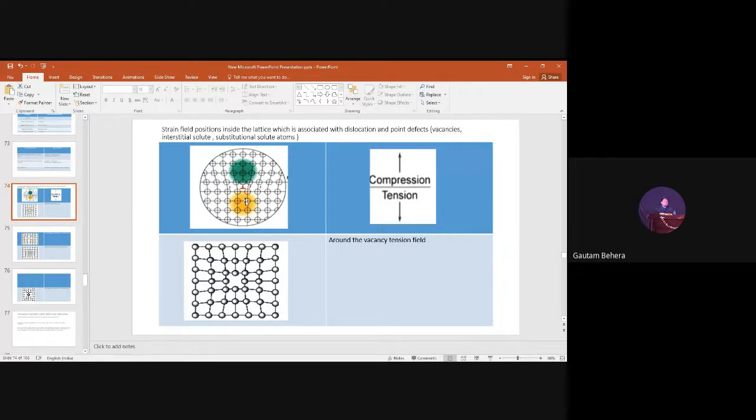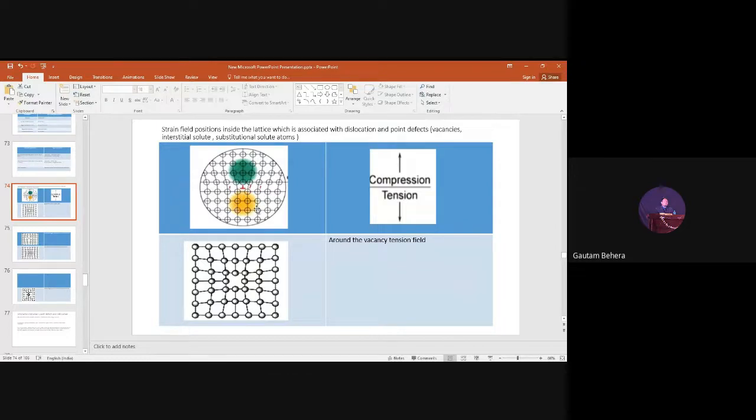Why the yellow region? Why will the carbon atom come and sit there? The yellow region has a tensile field. Yes, a tensile field. If carbon comes there, due to being an interstitial atom, it will create a compressive field. Yes, very good. So finally, they will cancel out.